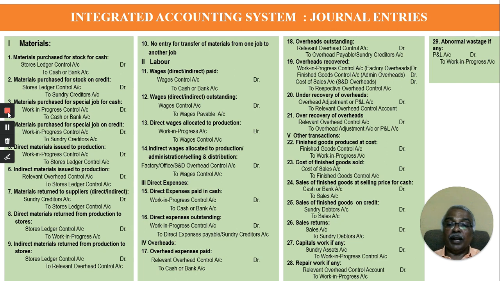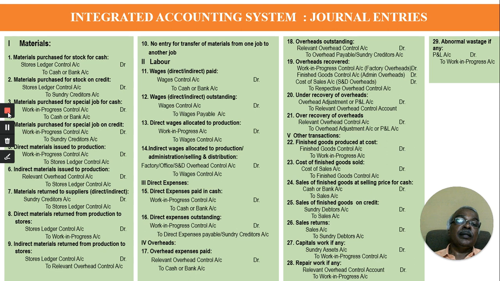If the direct expenses are outstanding, work in progress control account debit to sundry creditors account or direct expenses outstanding account or payable account. And the fourth category is the overheads. So as usual, the relevant overhead control account debit to bank account when the overheads are incurred, and when the overheads are outstanding, relevant overhead control account debit to overhead payable account or sundry creditors account. That is the journal entry that is to be passed.